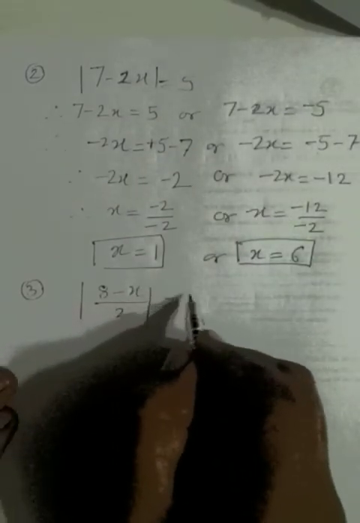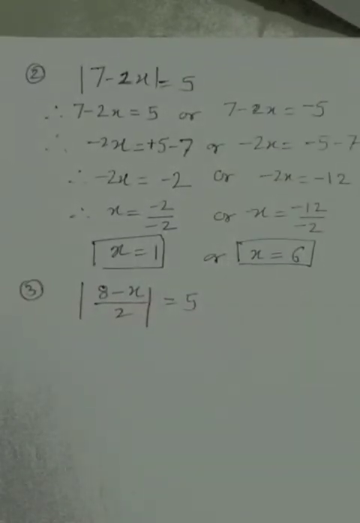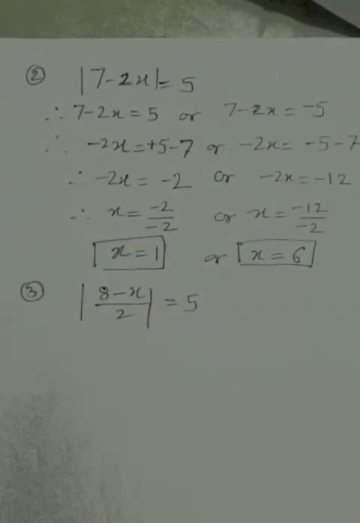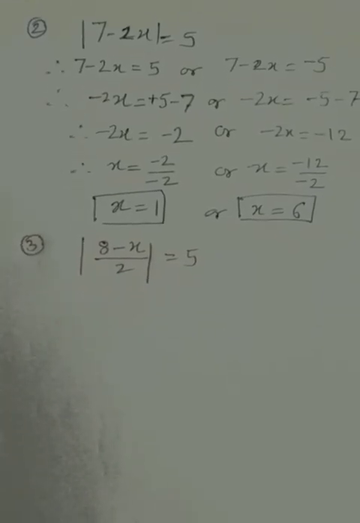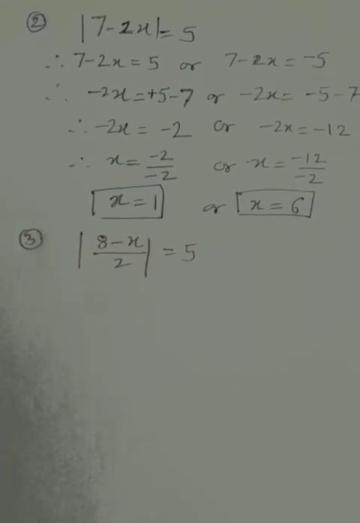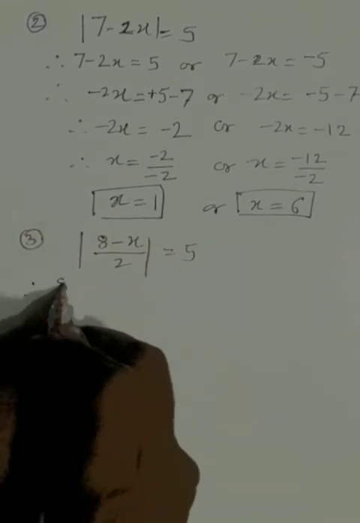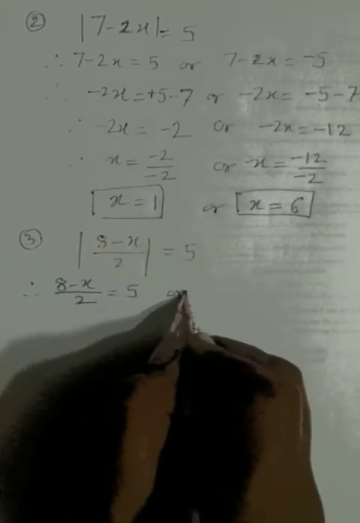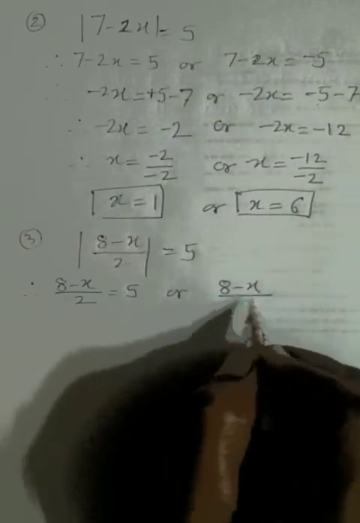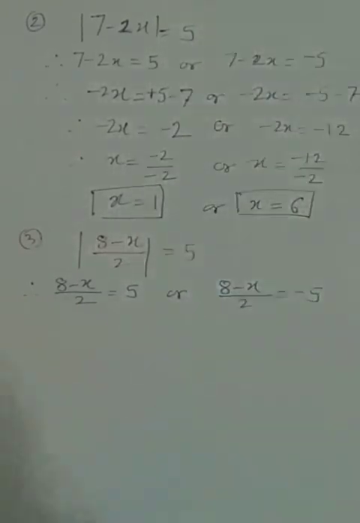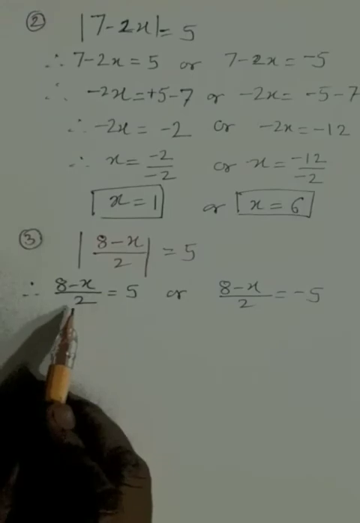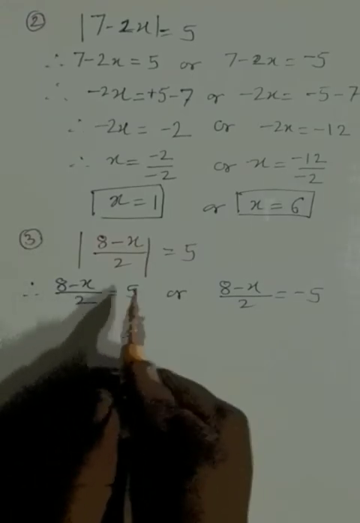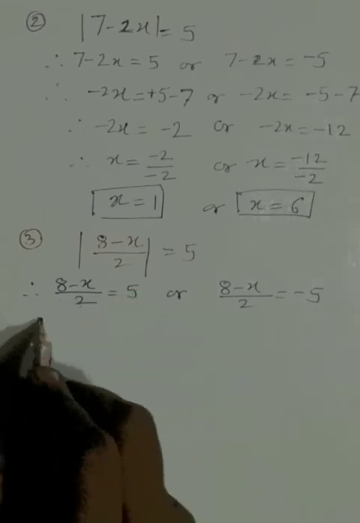Now we are taking the third example from the same question, modulus of 8 minus x upon 2 is equal to 5. Again, for the expression in the modulus sign, there are two values possible, plus 5 and minus 5. Means here we write 8 minus x upon 2 is equal to 5, or 8 minus x upon 2 is equal to minus 5. This 2 on the left is dividing here. When we transfer it to the right side it will become multiply.